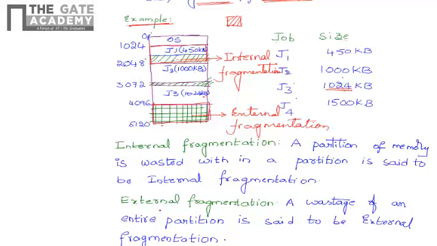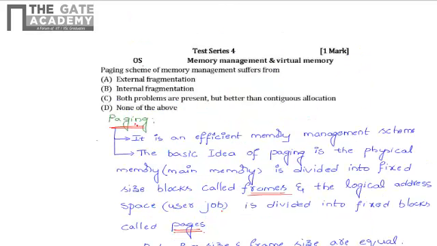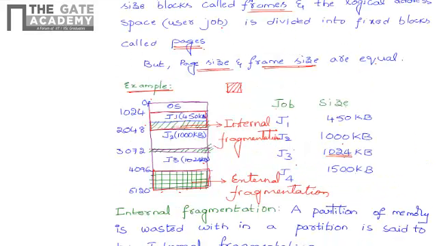The definition for external fragmentation is: the wastage of an entire partition is said to be external fragmentation, which is represented like this in this diagram. So according to this paging scheme, internal fragmentation is there but external fragmentation is not possible, because any free frame can be allocated to the process when it needs it.